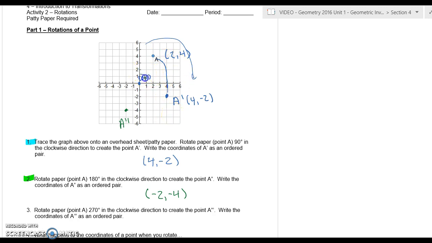It makes sense that if we go 90-degree rotation, we're going one quadrant down, because each of these right here are 90-degree measurements. So if we're going this way, we would expect a change in the quadrants. If we go 180, we expect a change in 2 quadrants.